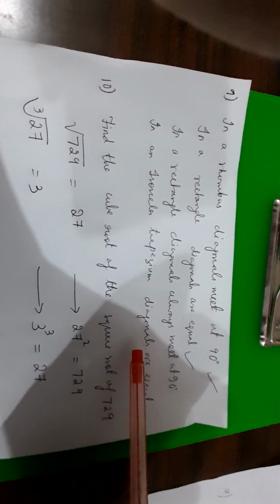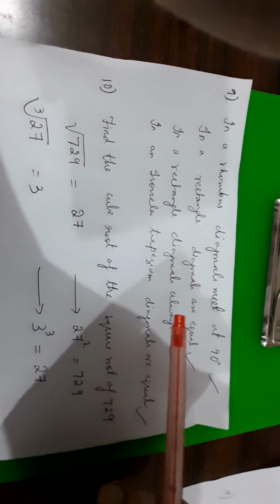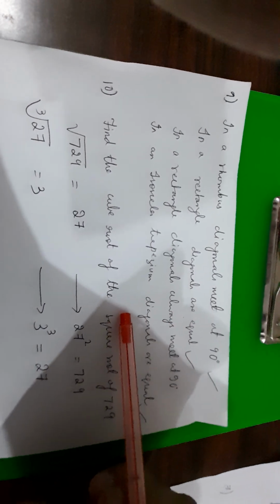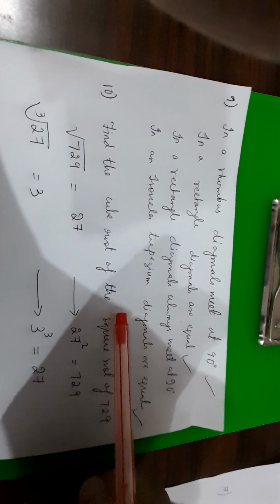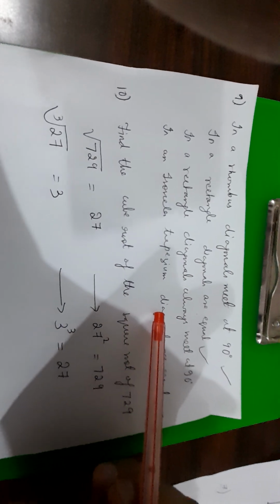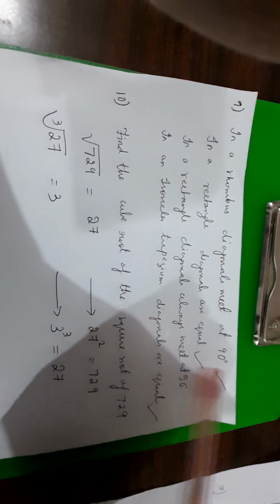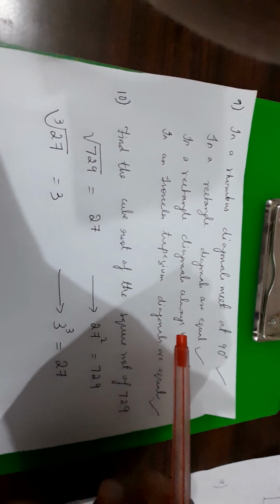So in a rectangle, diagonals always meet at 90. It is an incorrect statement. So in a rectangle and square, diagonals are equal. But one of the differences is in a square, they do meet at 90. In a rectangle, they do not meet at 90. Because in a square, all sides are equal. In a rectangle, only opposite sides are equal. So you should know this.